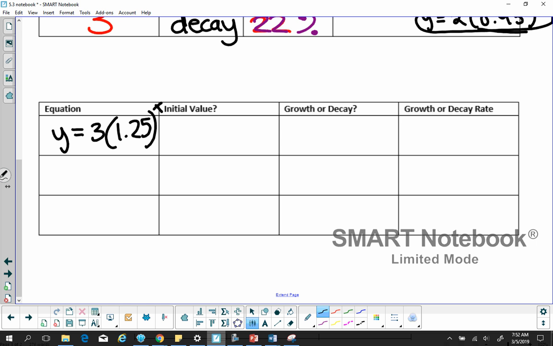So what is the initial value here? 3, because that's my A, right? So I know my A is 3. Is it growing or decaying? Growing. Why? It's more than 1. So since it's more than 1, I know it's growing. So right here I would put growth.